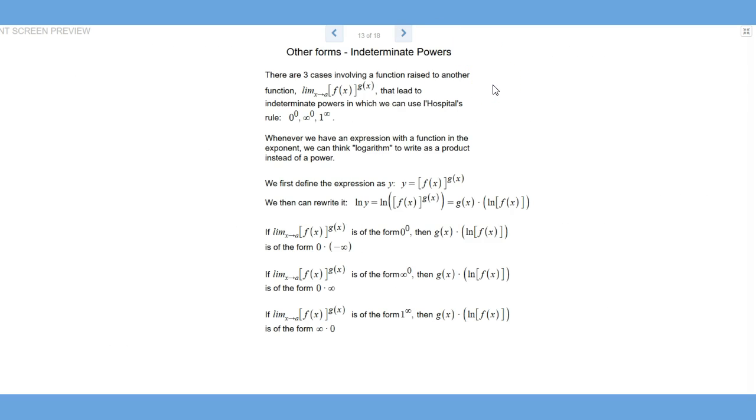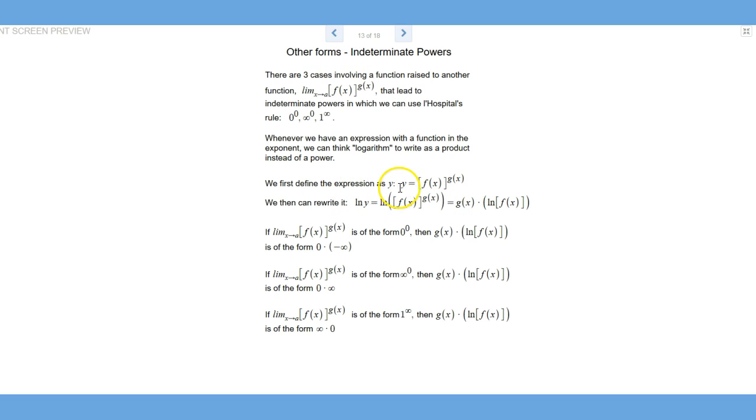Now the third case is the 3 different indeterminate powers. That's where we're finding the limit of one function raised to another function. That leads to these 3 indeterminate power forms that we can use L'Hopital's on. If you think back to differentiation, when there was a function in an exponent, we would use logarithmic differentiation, because that's how we get it out of the exponent. We turn the power into a product. So we're going to do that again.